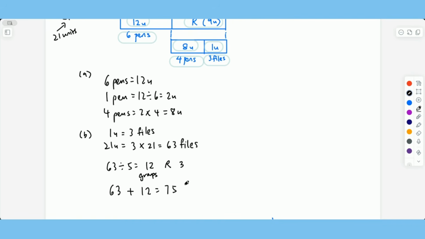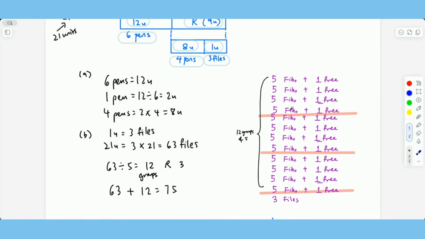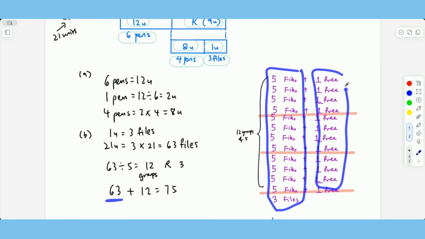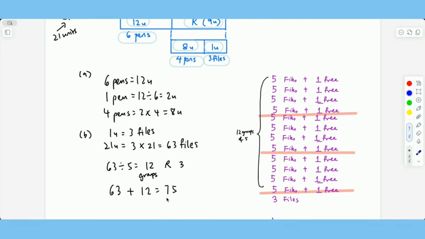You can also visualize it this way. He bought all these 63 files, and for every 5 files he gets 1 free. And how many groups of 5s are there? There are 12 groups of 5s. Here, here, and here. So there are 12 groups of 5s. That means he gets 12 free additional files. So to find the total number of files he gets, we will take 63, which is this entire part here, plus the 12 free files, which is here. And that gives us 75.